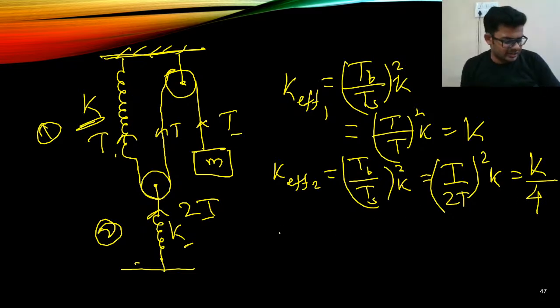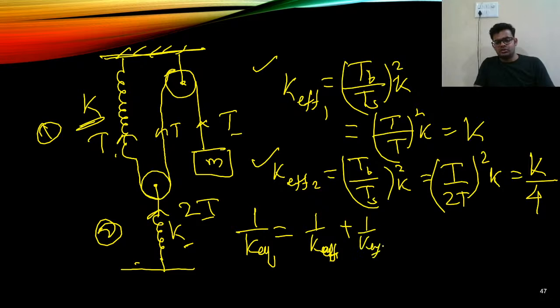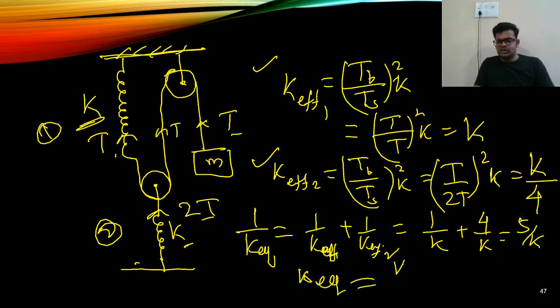Now how to find its equivalent? This is series. We will assume that this is in series. Such type of system we always assume to be in series. This is my special trick. As I told, only I use this trick. So let us find the equivalent. 1 by k equivalent is 1 by k effective 1 plus 1 by k effective 2. So I will write 1 by k plus 1 by k by 4, that is, 4 by k. So this is 5 by k. So what is the k equivalent? Finally, k equivalent is k by 5.